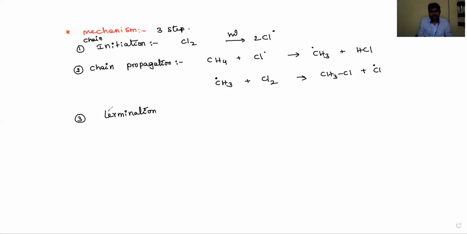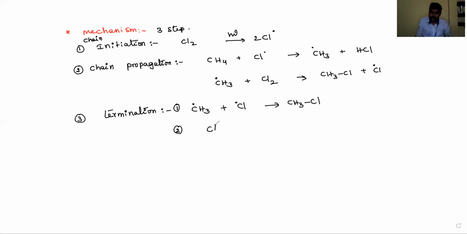Let's see, dear students, termination means two free radicals combine to give a neutral product. For example, in the termination step, the methyl free radical and chlorine free radical combine to give CH3Cl, which is the neutral product. I am writing here the possibilities of termination reactions, dear students.